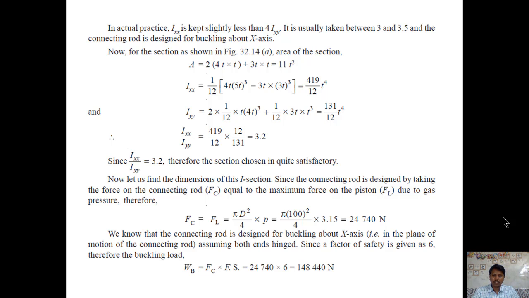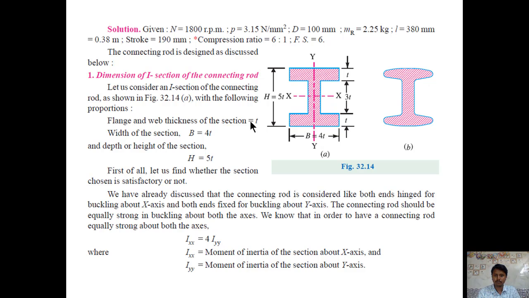So, the area of the cross section in terms of t, if you calculate, is 2 into 4t into t plus 3t into t, which equals 11t square. Whereas Ixx, from the previous slide: when you calculate Ixx, if you divide this into three rectangles in this manner, then you have to use the parallel axis theorem to find the moment of inertia.